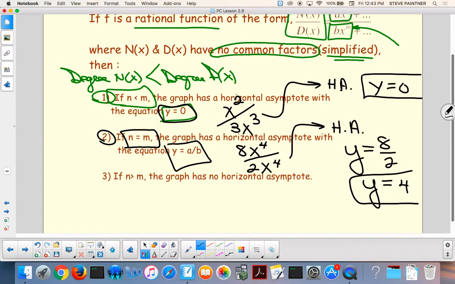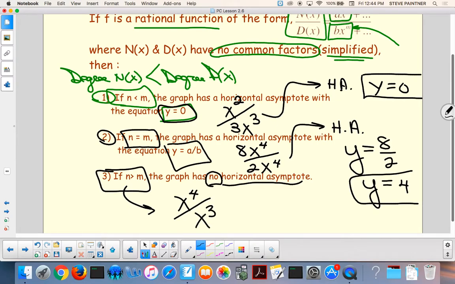And you have to know the rules. You just have to. Okay, this one's nice. You like this one because if the degree of the numerator is bigger than the degree of the denominator, the graph has what? None. It doesn't have any horizontal asymptote. So an example would be x to the 4th on top of x cubed. You'd say the degree of the numerator is higher than the degree of the denominator, so you'd say none.